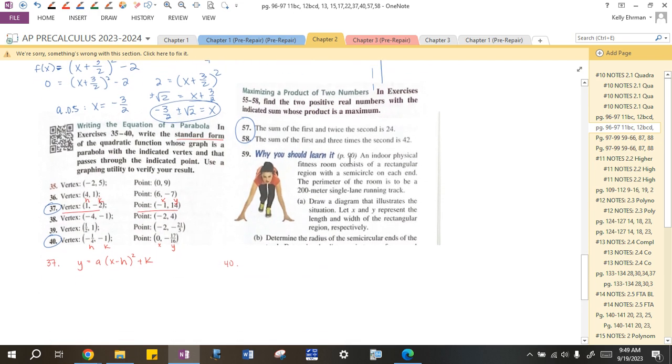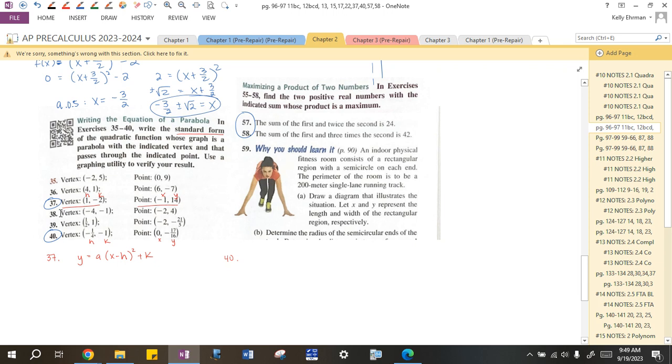Okay, what about word problems or other application problems? So these are actually kind of shorter. For 37, we're supposed to write the standard form, the vertex form of the quadratic whose graph is a parabola with the indicated vertex, and it has to pass through the given point. Use a graphing utility to verify. I'm not going to do that, but here's our basic outline for vertex form or standard form of a quadratic. When they give you the vertex for 37, they're giving you h and k. So you can fill into this formula.